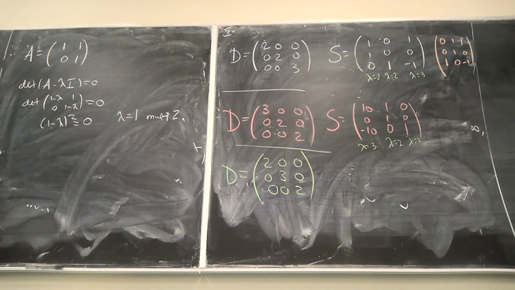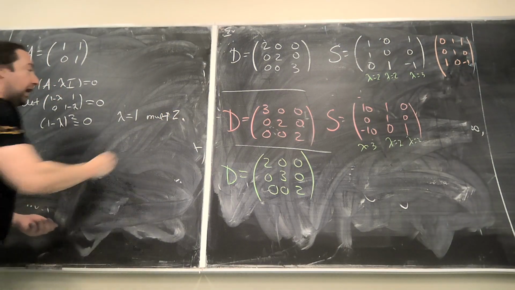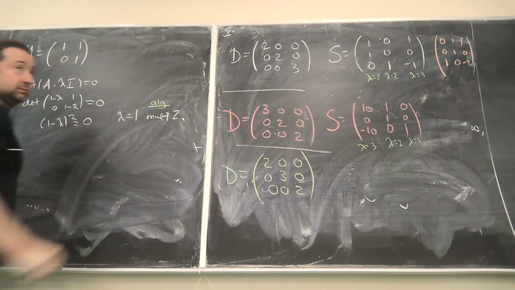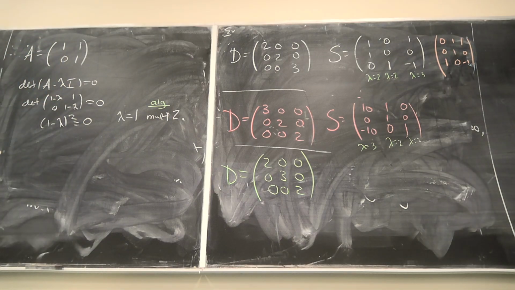And I'm going to emphasize here algebraic multiplicity. The multiplicity that comes from the characteristic polynomial.